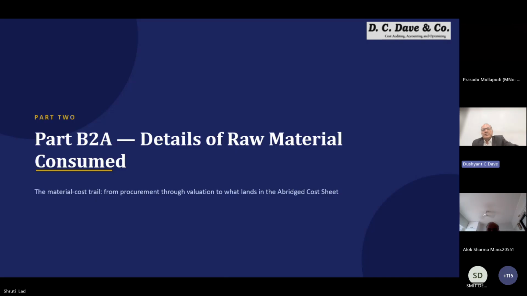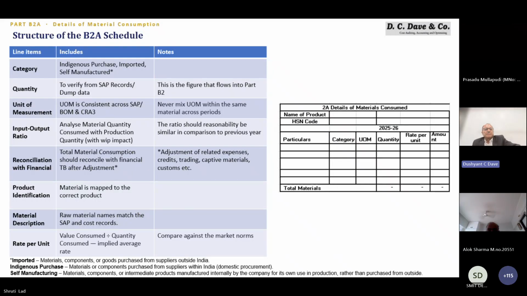Now, I am getting into the B2A schedule. I have put the B2A proforma on the right hand side, and on the left hand side, I am again giving you the notes on how it comes from. Now, this slide may appear to be a simple table. In reality, this is a checklist that every cost auditor should mentally follow while auditing raw material. Let us discuss every field individually.